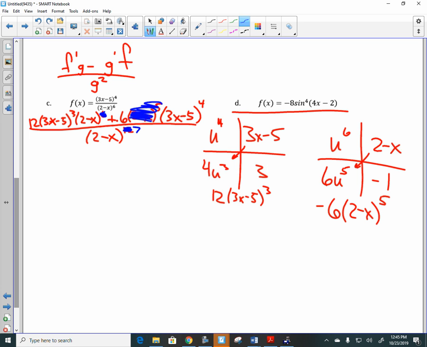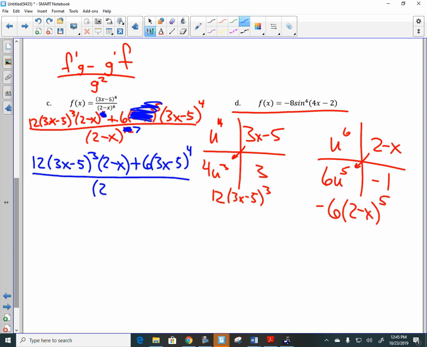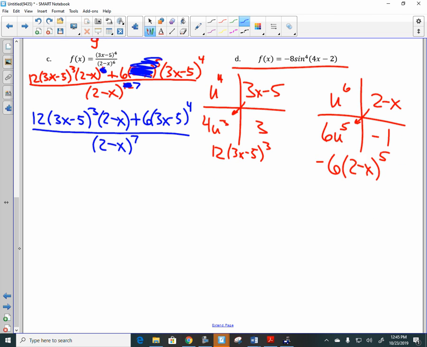So I'll write what I have now in the numerator, and then we can look towards our common factor. 12 times 3x minus 5 to the third times 2 minus x plus 6 times 3x minus 5 to the fourth. All over 2 minus x to the seventh. So that's great. Cool. Not done. What can you factor out of the top? What's the common factor out of the top? 6 times 3x minus 5 to the third.